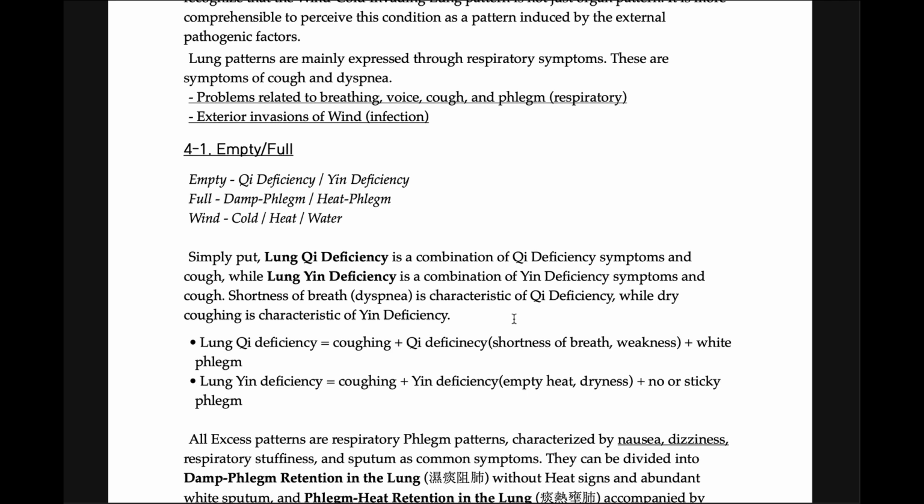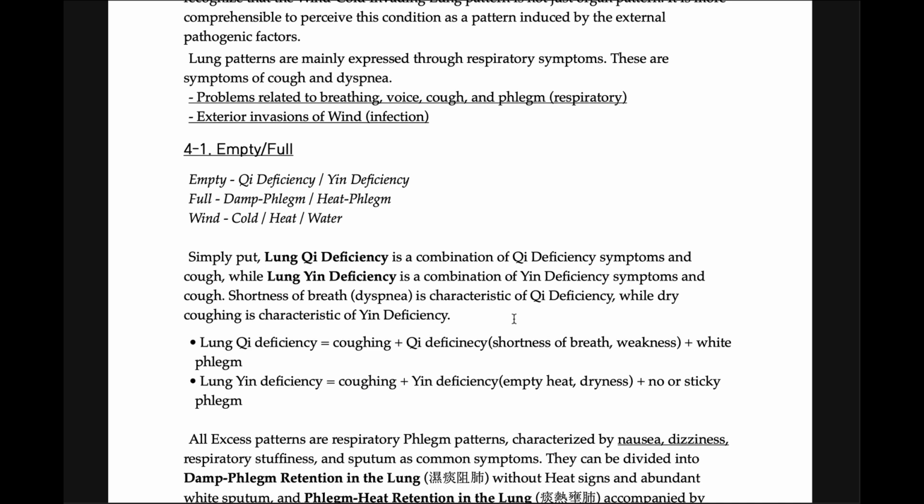Problems related to breathing, voice, cough, and phlegm, respiratory. Exterior invasions of wind, infection. Empty and full patterns of the lung. Empty: qi deficiency, yin deficiency. Full: damp phlegm, heat, phlegm, wind, cold, heat, water.